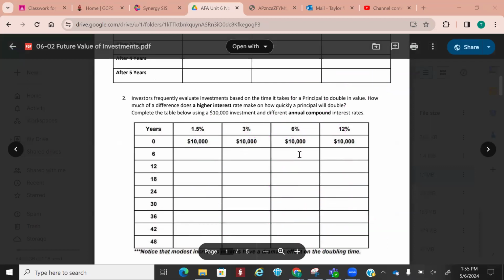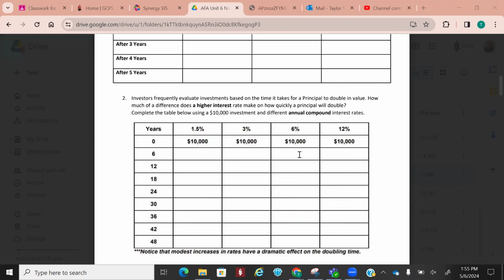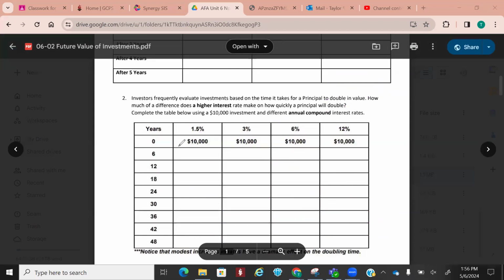All right, investors frequently evaluate investments based on the time it takes for a principal to double in value. How much of a difference does a higher interest rate make on how quickly a principal will double? So you're going to take this and do simple interest. Remember to always change your percentage to a decimal. And this is annual compound interest, and these are the years that we're going to use.